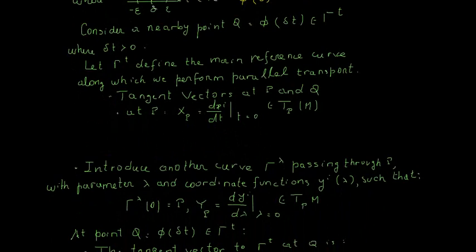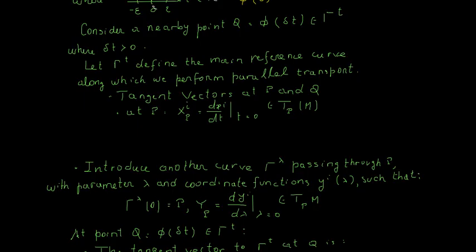At P, the tangent vector is defined as the ordinary derivative of x^i with respect to t. And it's important here just for you to realize that this is i, okay? Because i here is a free index. And this belongs to the tangent space at P of the manifold M, okay?